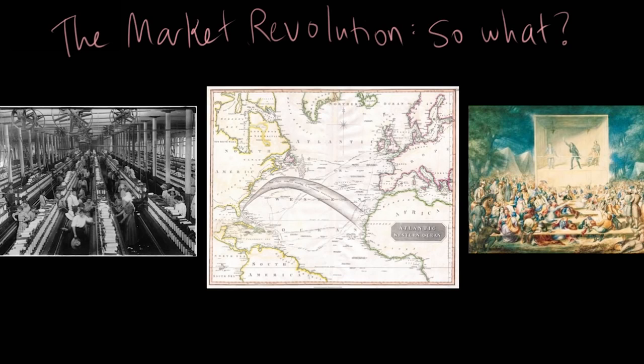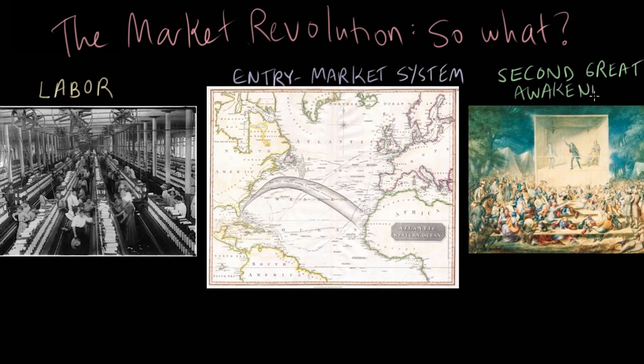So why do we care about the market revolution? The Industrial Revolution and the transportation and communication revolutions of the early 19th century had a major impact on American society, both in the short term and in the long term. In this video, I want to talk about three major effects of the market revolution, and those were changes in labor, entry into a national and international market system, and the Second Great Awakening.